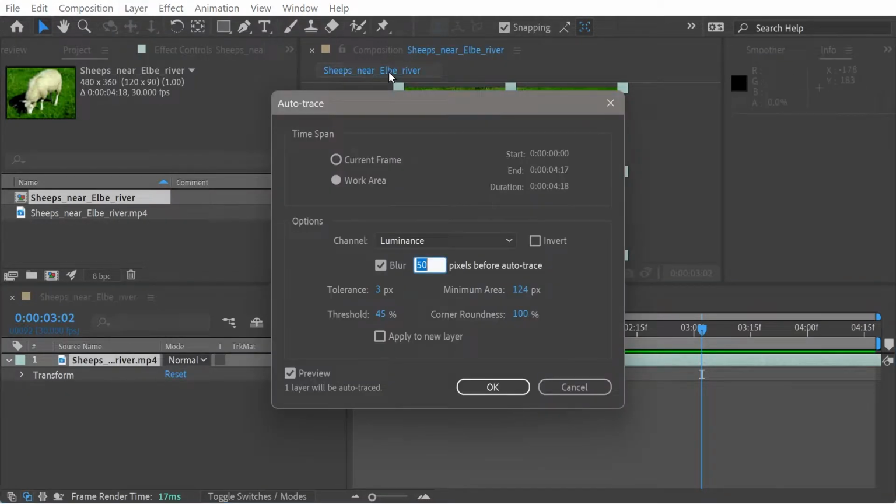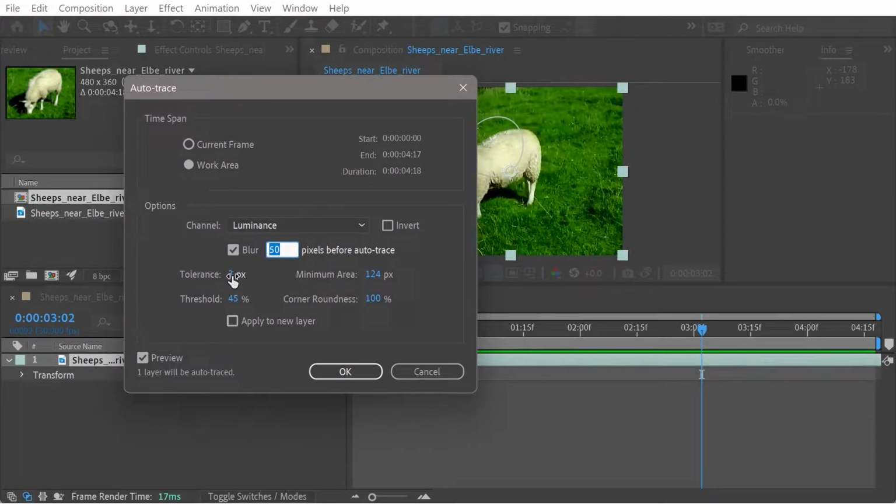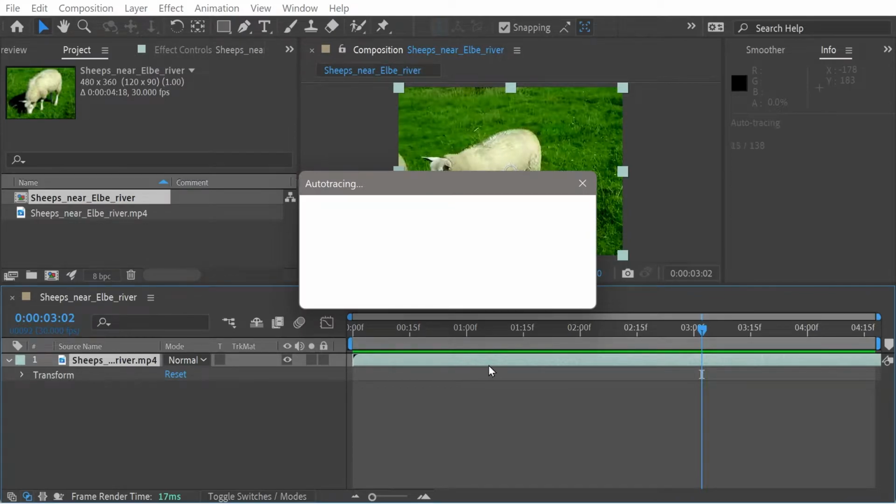So for instance, here are some options I put in here, right? Blur 50, tolerance. And then I bumped up the minimum area. So these numbers are actually going to be quite a bit lower. Corner roundness is good to have round. And then the threshold is kind of something that you have to work out what that threshold is. So this is, for instance, what this result gets.